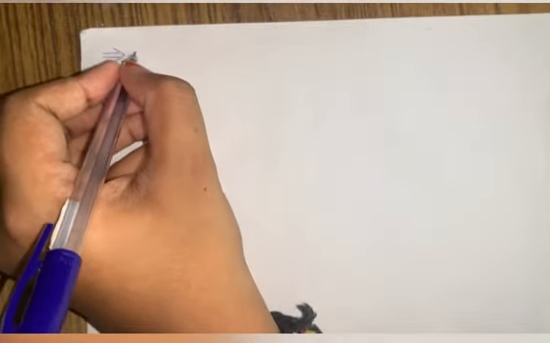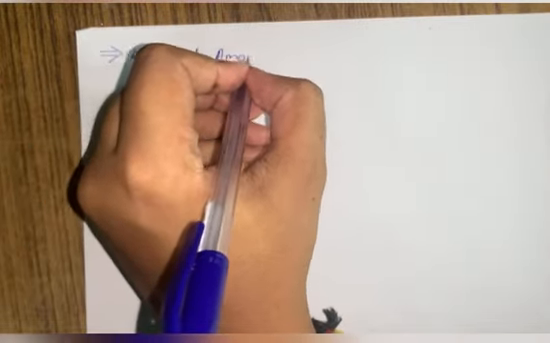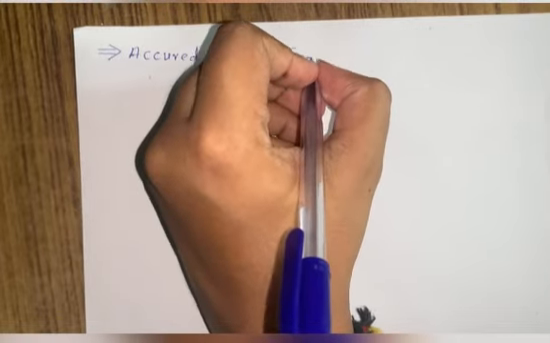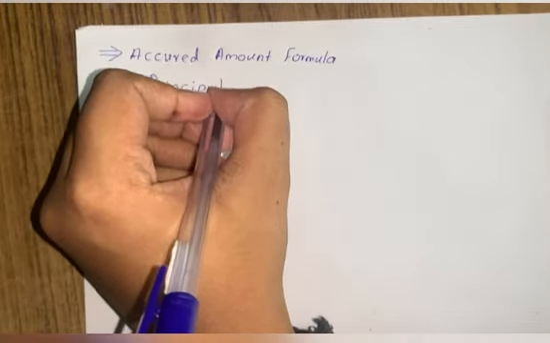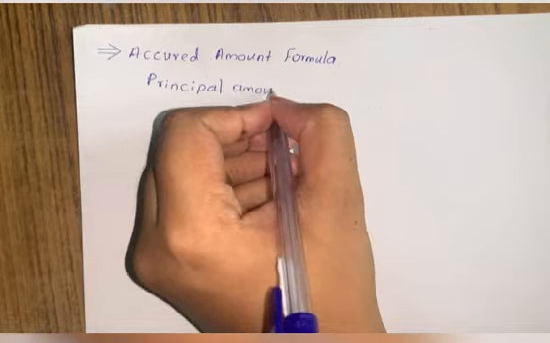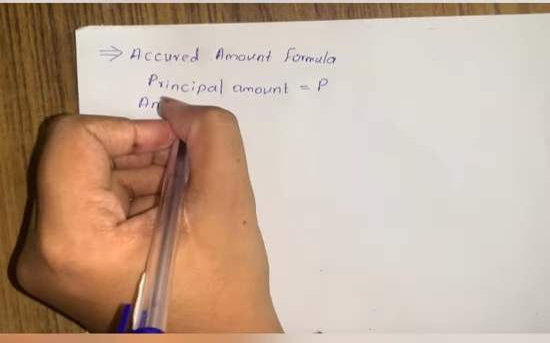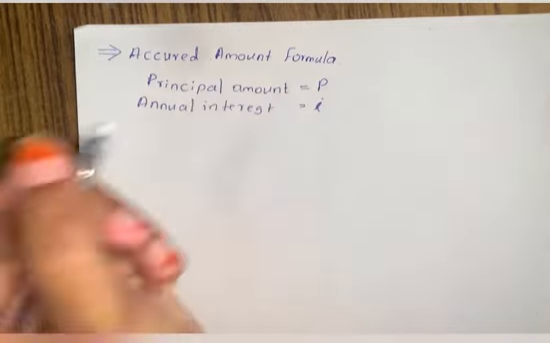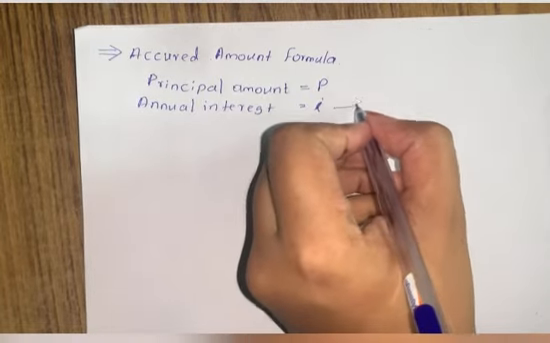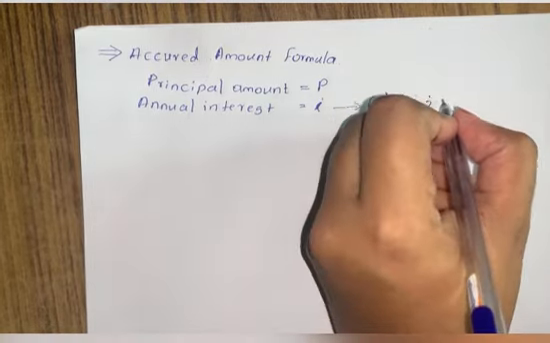Here we are going to see an application of a geometric series, which is the calculation of the acquired amount. For that we will get a formula. We take our principal amount as capital P. The annual interest, I, should be as a ratio, not as a percentage.